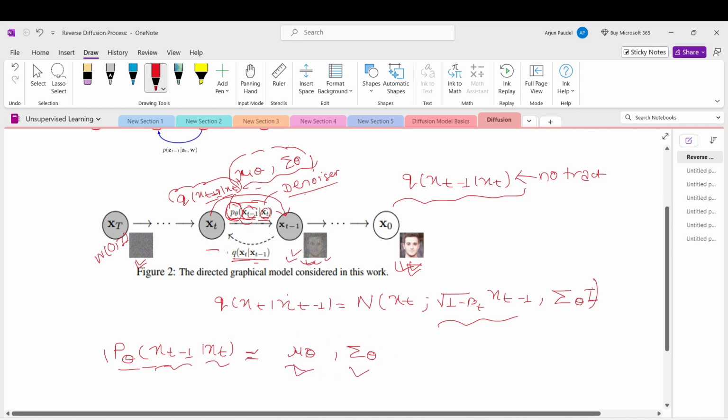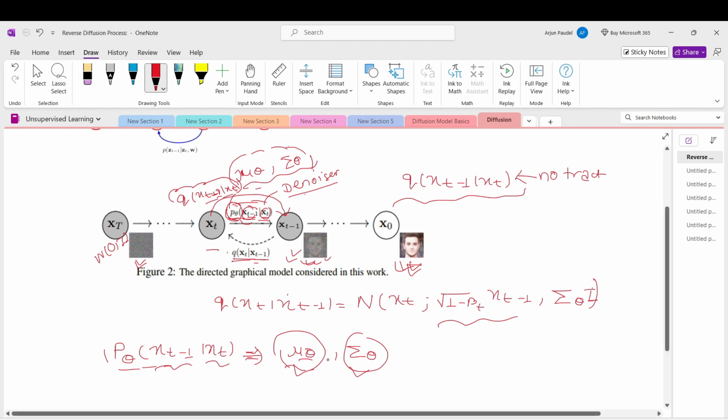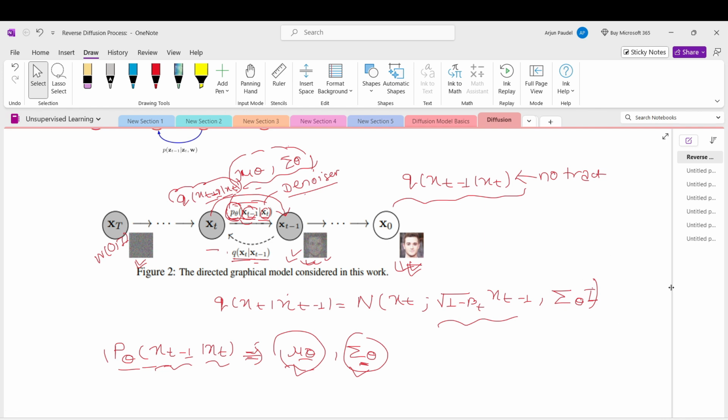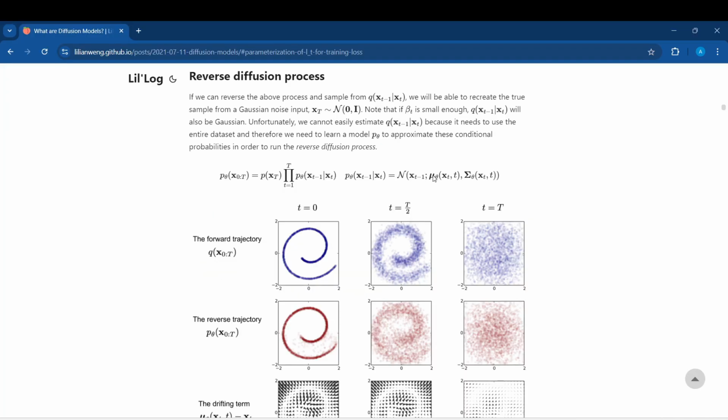If we are able to predict the mean and the variance of this distribution, we can do this reverse transition. We can compute this mean and this variance, and we can denoise our images by predicting them. We'll see how we can do that, and for that I'm going to use this blog. It is very consumable and easy to consume, so I'll just walk you through it.